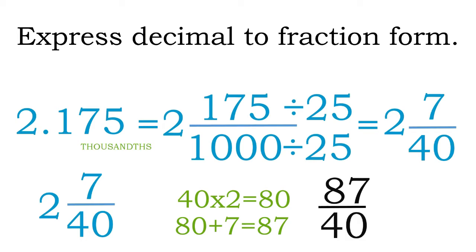So the equivalent improper fraction now of 2.175 is 87 over 40. Our answers now are 2 and 7 over 40, or 87 over 40.